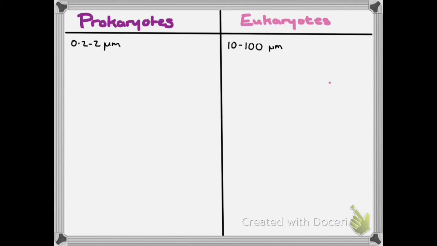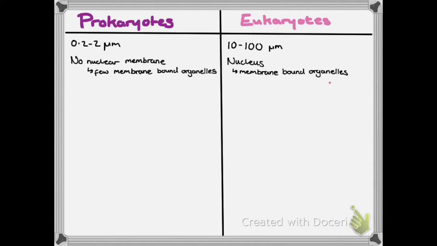So I'm going to go over some basic similarities and differences between prokaryotes and eukaryotes. The first being the size. So a prokaryote is around 0.2 to 2 micrometers, whereas a eukaryote is 10 to 100 micrometers. Prokaryotes do not have a nucleus with a membrane, whereas eukaryotes do have a nucleus.